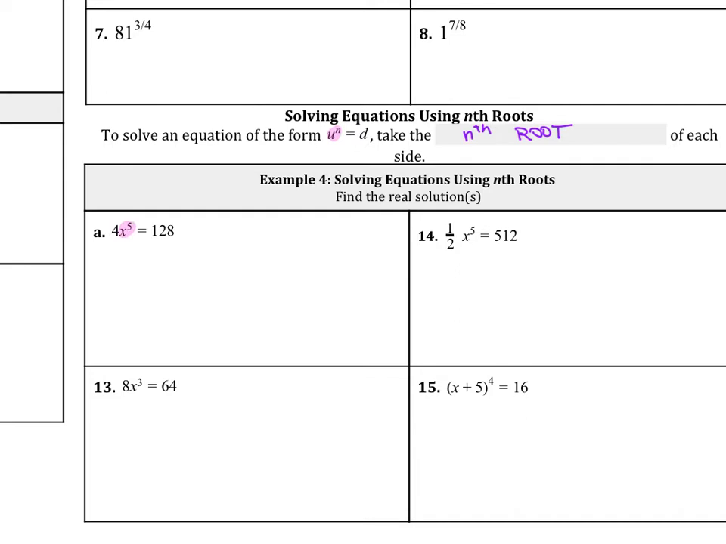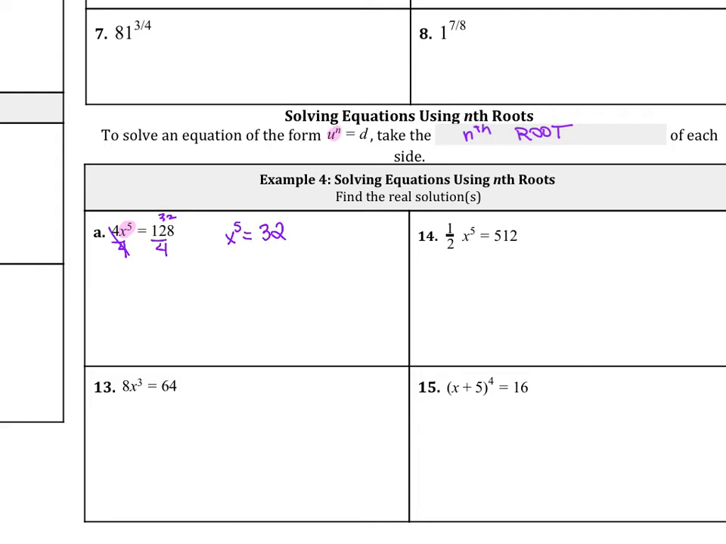In letter A, for example, what we want to isolate is the x to the fifth power. So we want to isolate it first. To do that, let's divide by 4. Now we have x to the fifth, and we divide: 4 goes into 12 3 times, 4 goes into 8 2 times, so it's 32.